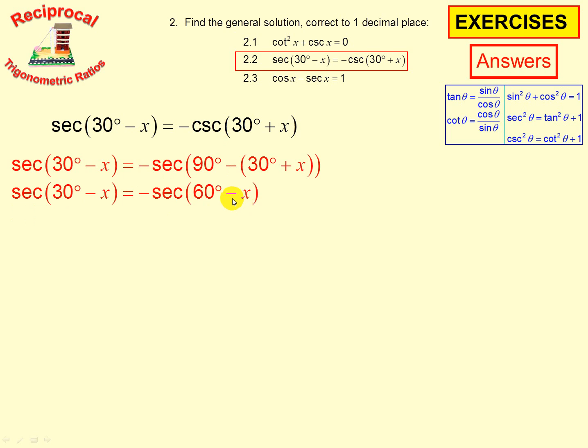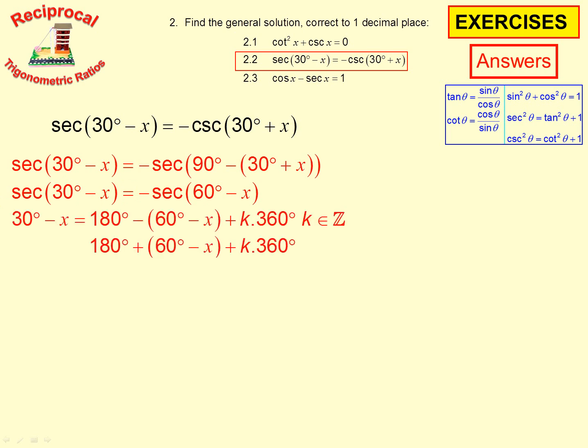So we can now say that I can equate 30 minus x to the other quadrant equivalent of 60 minus x, which means that 30 minus x is going to be 60 minus x in the second quadrant and the third quadrant. So 30 minus x equals, we're going to treat that as the key angle, 60 minus x, and we're going to say 180 minus the key angle plus k360, k element of Z, and 180 plus the key angle plus k360.